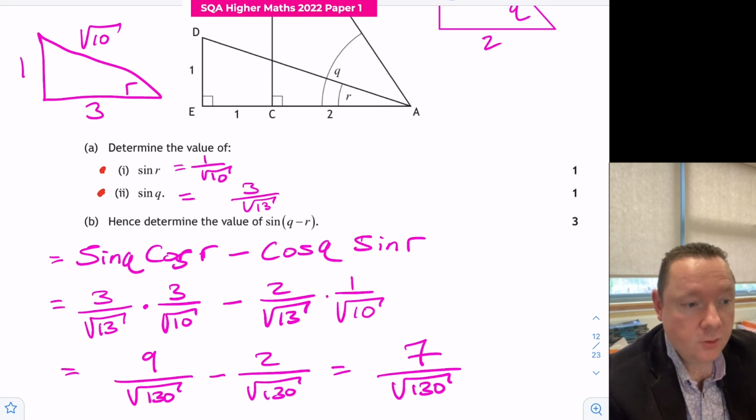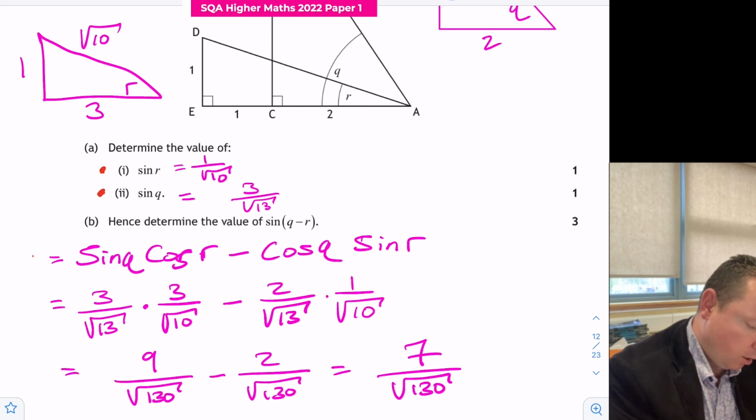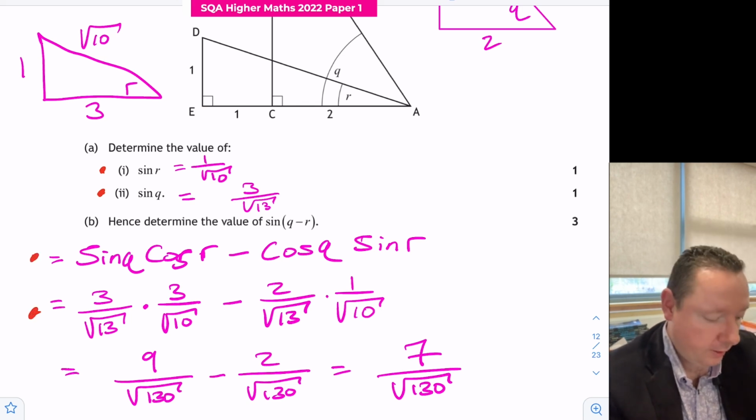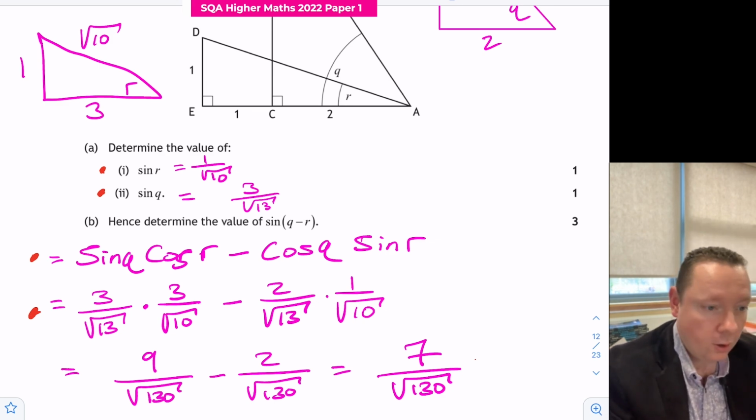So where do you get your marks for part B? If you wrote down sin Q cos R minus cos Q sin R, or you imply that by doing this, you get your marks. So there's mark 1. Substituting in 3 over root 13, 3 over root 10 minus 2 over root 13 times 1 over root 10 is your second mark. And then your final mark, obviously, for working it out, is 7 over root 130. So there's your final mark there.